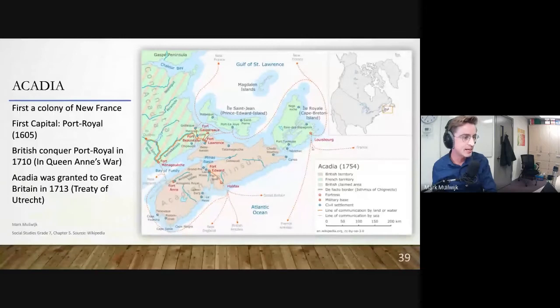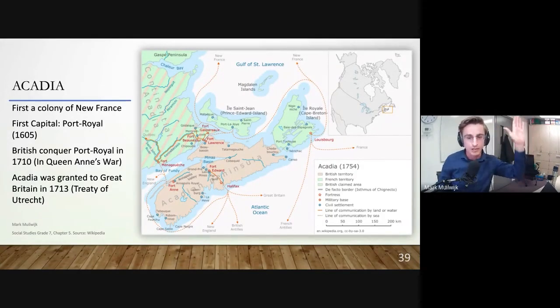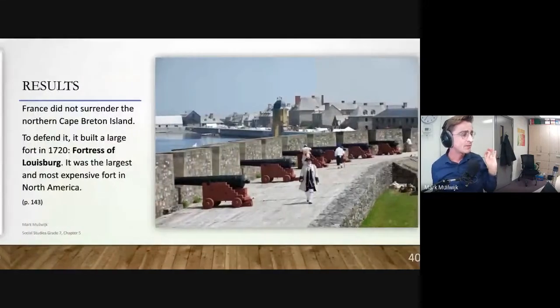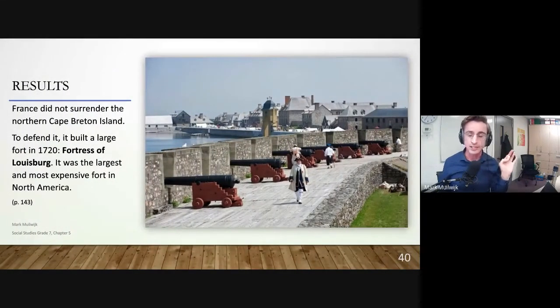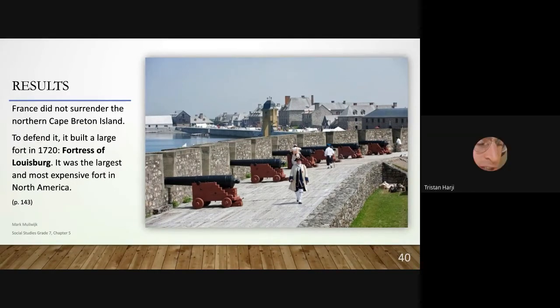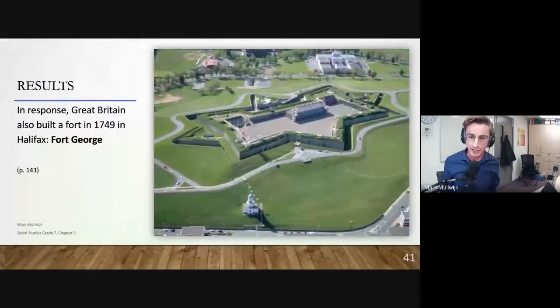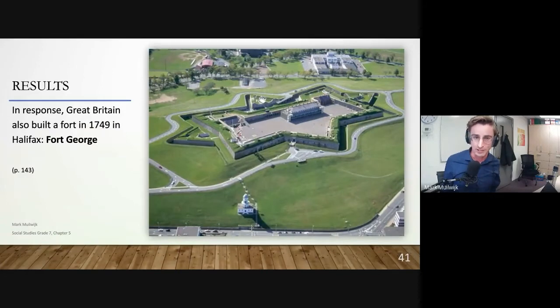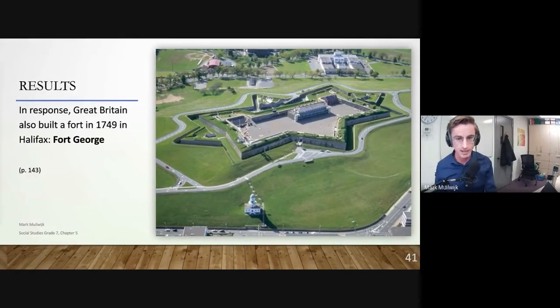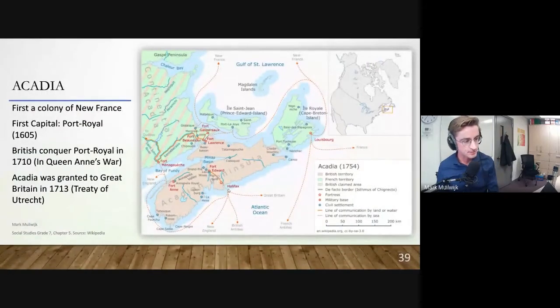And in exchange, perhaps to annoy the British, or perhaps to say, we're not giving up on Quebec, we're not giving up on that northern island, they built Fort Louisbourg. And Fort Louisbourg was the most expensive and largest fort in North America at the time. They didn't just build any fort. They built a very, very big one. And of course, this annoyed the British enormously. And so the British built Fort Halifax. Okay, let's go back to that map for a second. You can see Halifax is here in the middle of the peach island, and Louisbourg is here, not very far away from each other.